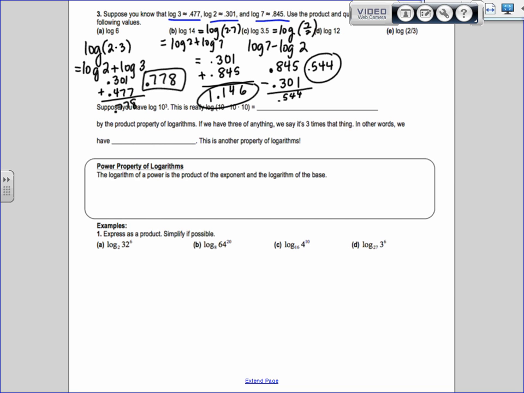How about log of 12? 2 times 2 times 3, right? Yeah. Sorry, it's kind of tiny. 2 times 2 times 3. So what's that going to be? It's log of 2 plus log of 2 plus log of 3. So log of 2 is 0.301. Log of 2 again is 0.301. And log of 3 is 0.477. So when I add straight down, I get 9, 7, and 10. So I get 1.079.